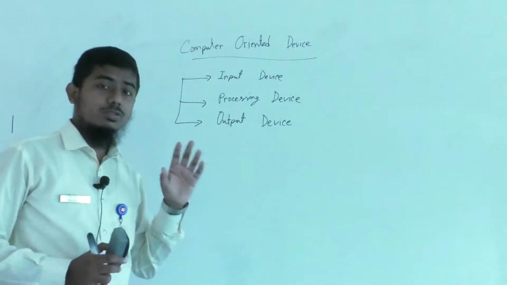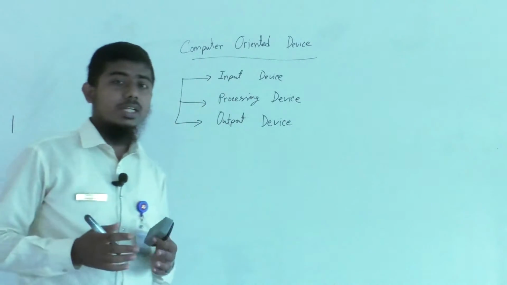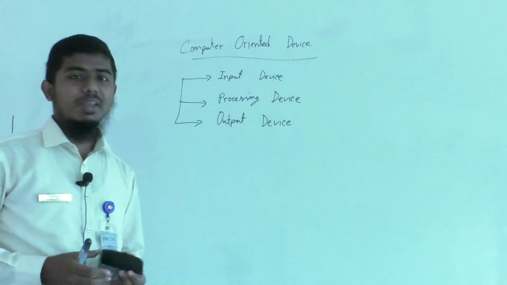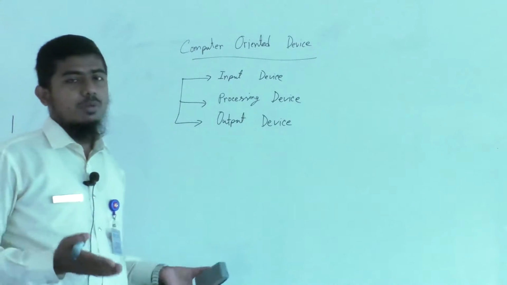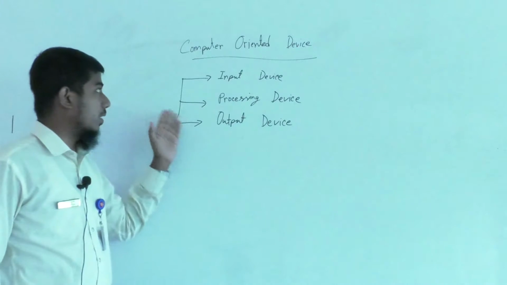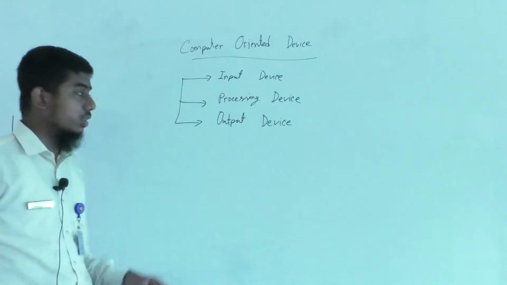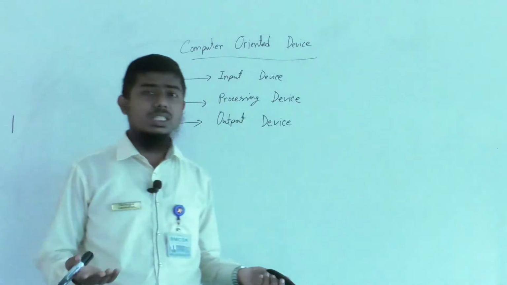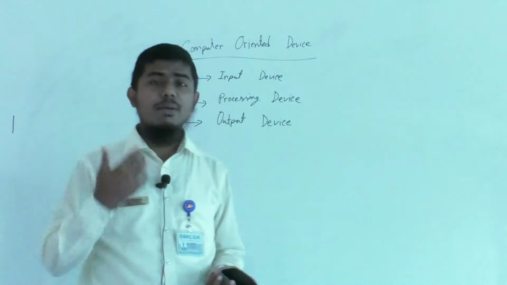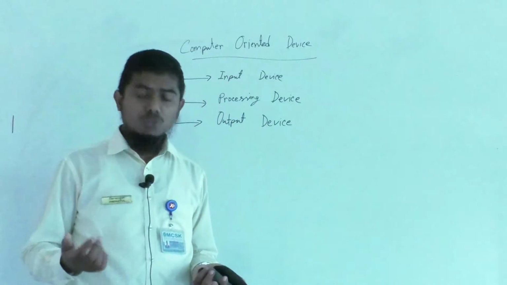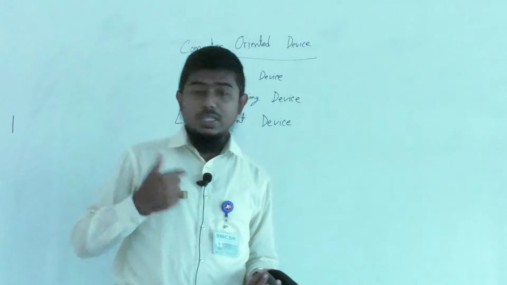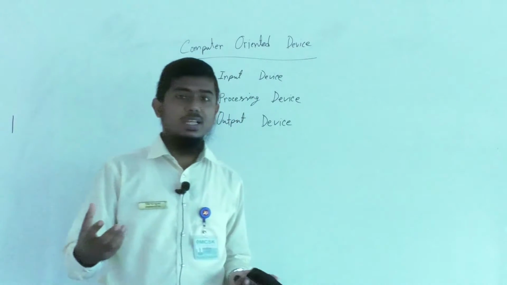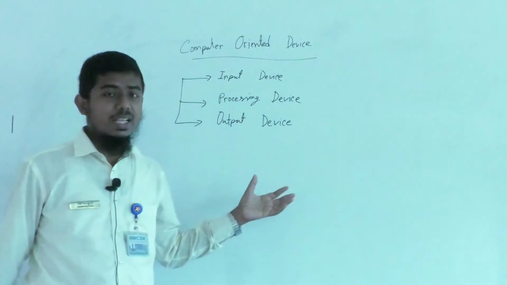Input devices are those devices which are used to take input from outside. It may be from the environment, from a human, or from storage. So those devices which are used to take data from outside of the computer are called input devices. What are the input devices? Suppose I am talking to you, you are listening to me. So there is a mouth. This mouth is an input because it takes audio to the computer, to the device.